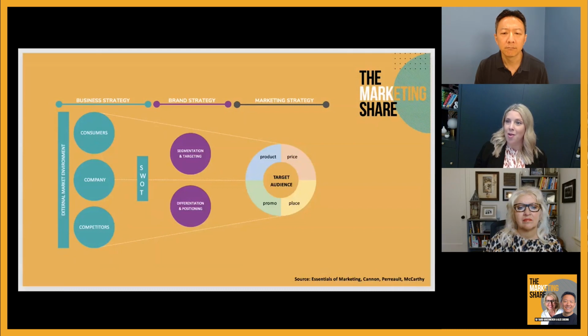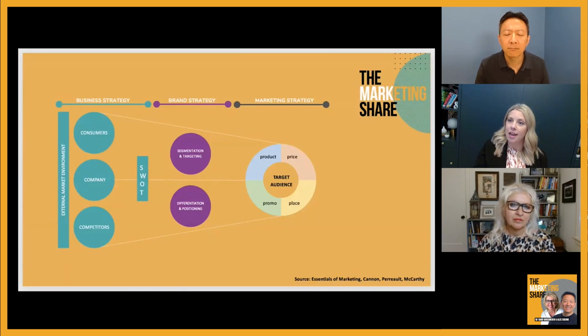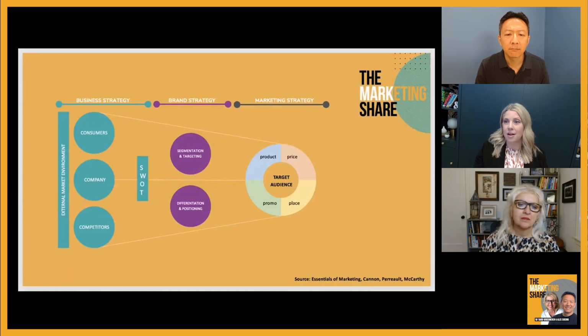Place, so this is how you go to market. This could be D2C, this could be B2B, this can be B2C. But this is how you are connecting to that end user, or if there's a longer value chain or longer go to market, how are you connecting with distributors or brokers, etc., or directly with the consumer? That's another distribution channel.